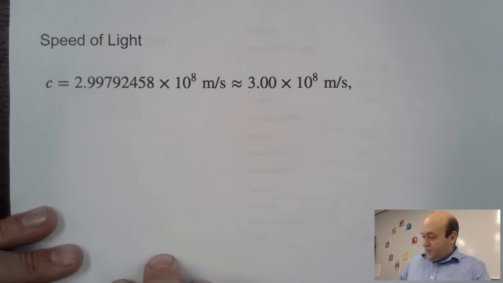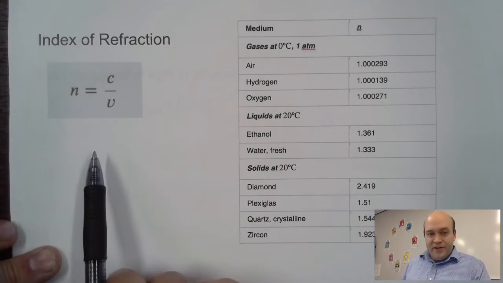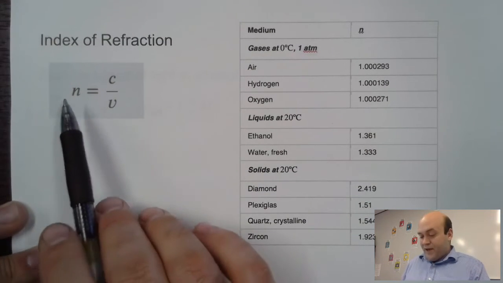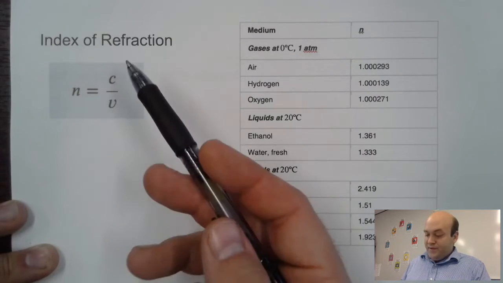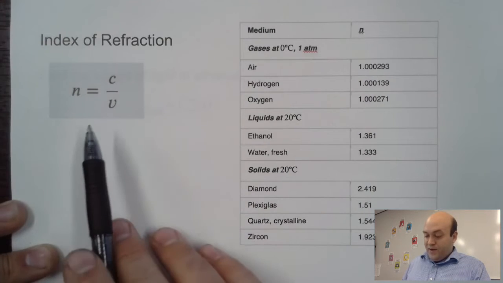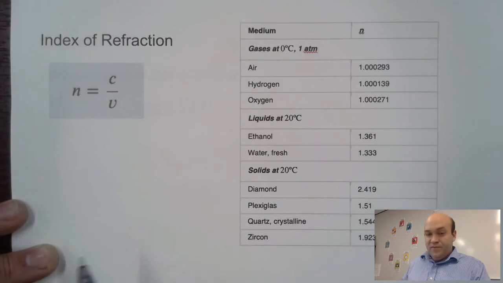So if we look at this formula here, it's called the index of refraction for any material. We can measure the speed of light in that material, and if we take the speed of light in a vacuum and divide by that, we get this index. Okay, so this has been measured for all sorts of materials. I just got some here in a table.